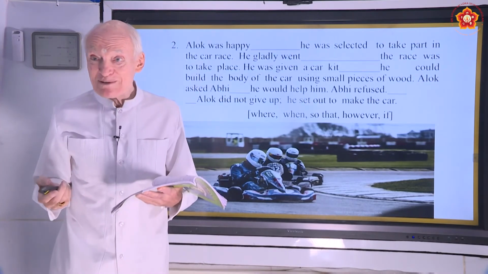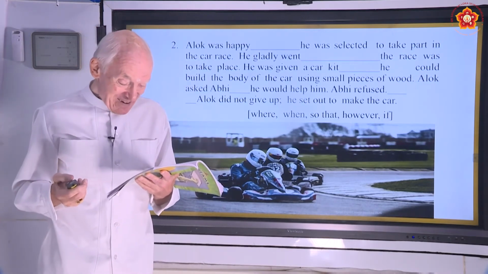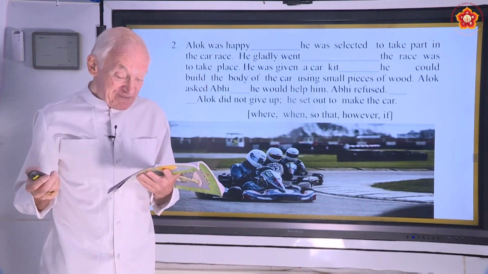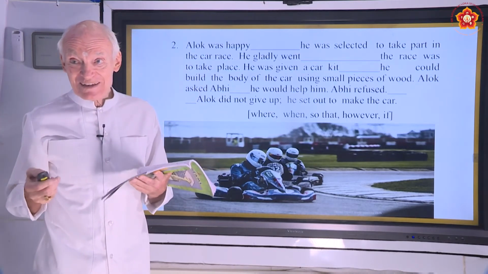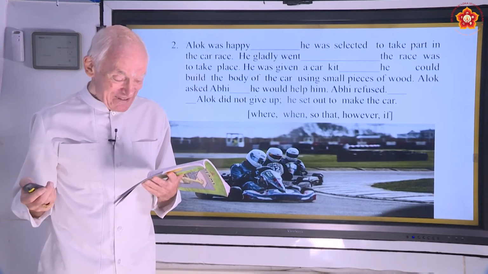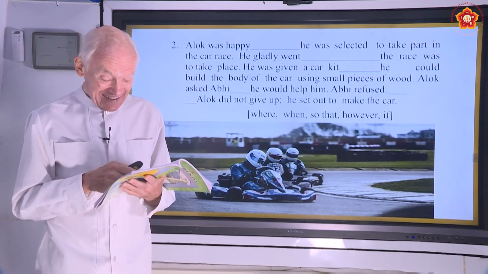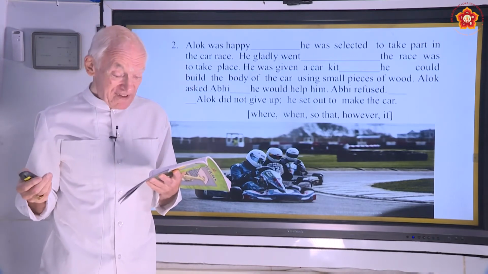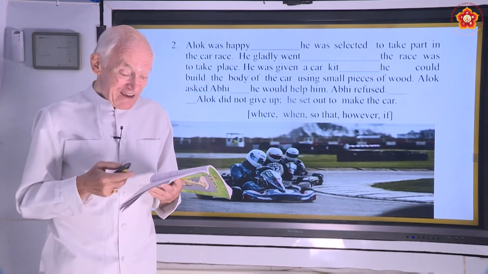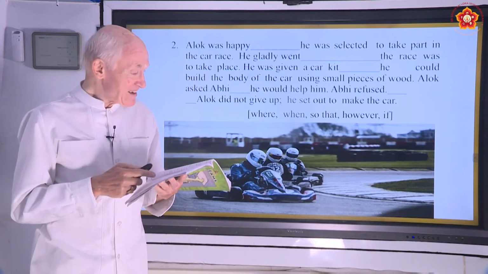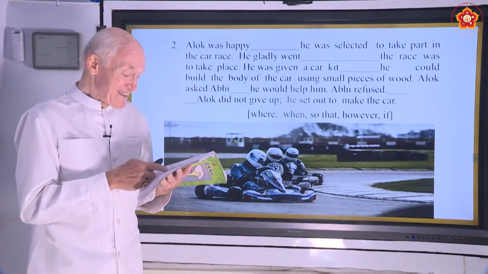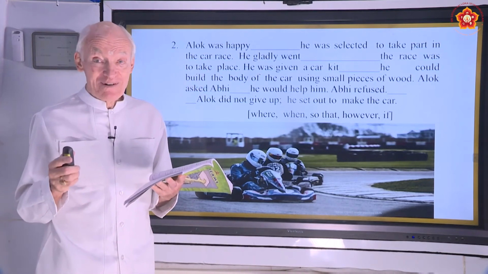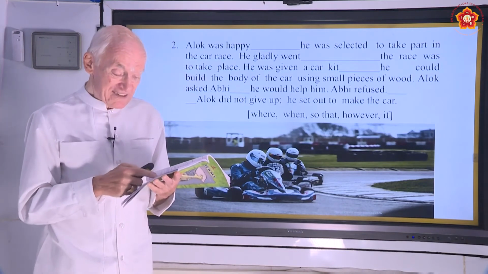But Abby was busy. Abby was busy building his own car. So he said, look, I'm not going to help you. Abby refused, okay? So Alok's stuck with this car kit, and he doesn't know how to do it, but he didn't give up. He went ahead, and we have 5 choices, and none of the choices work except however. However, Alok did not give up.